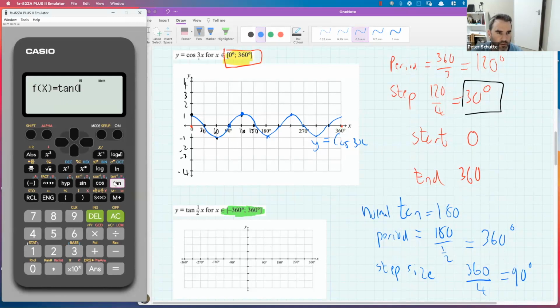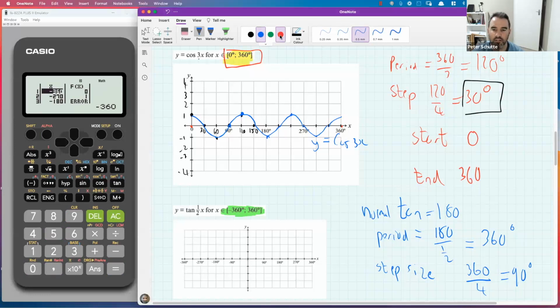Let's see what this looks like if I enter tan of 0.5 alpha x, and it goes from minus 360 to plus 360, step size 90. Now there are some errors. What are the errors? Who thinks they know what the errors are?